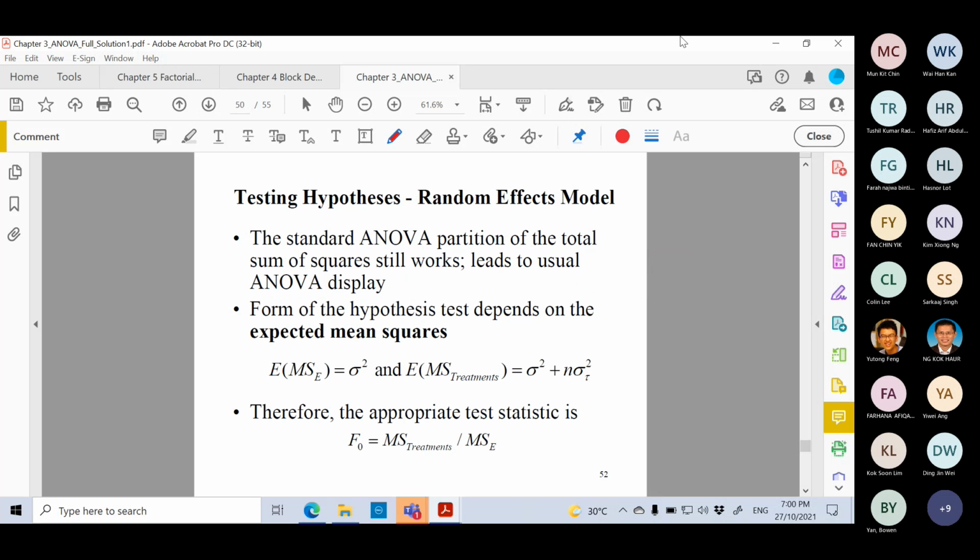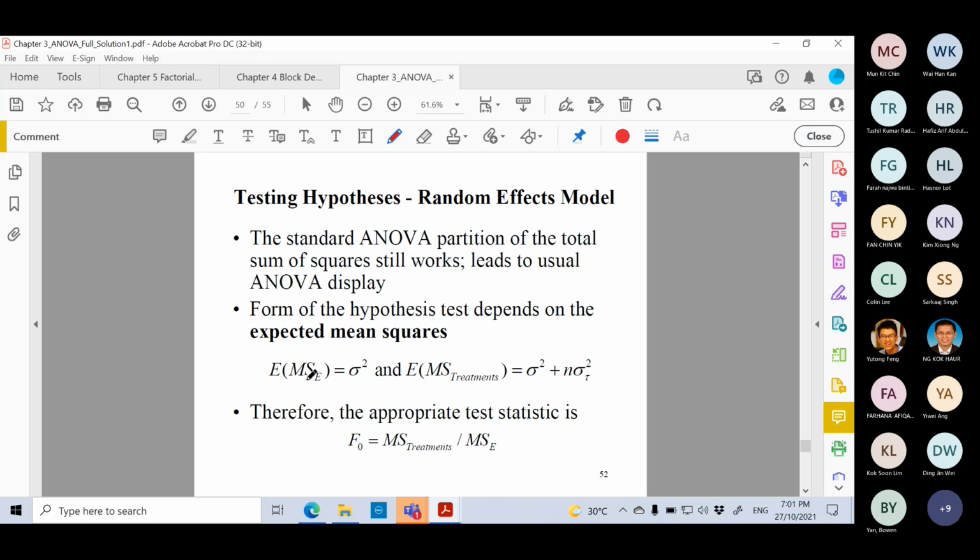So under the random effect model, besides the calculation, there are also certain parts we need to take note of. But in this example, I don't go through the random effect in great detail. I just want to introduce it to you. But when you go through the random effect model, you need to calculate something called the expected mean square. The expected mean square for the MSE is equal to sigma square.